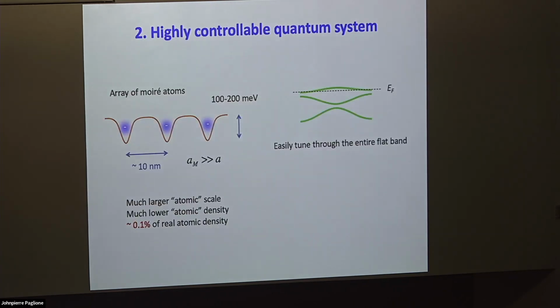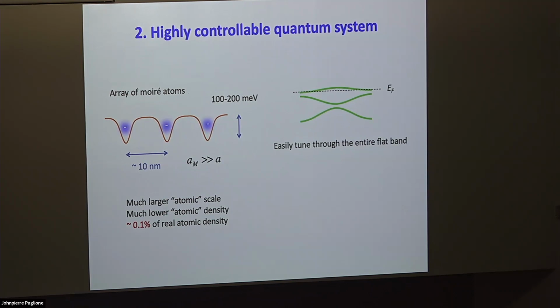And the next thing, you can also think of each of these Moiré sites. We call each of these a Moiré site here. The separation between the sites is about 10 nanometers. You can think of each site as an artificial atom or artificial quantum dot or something like that. Each atom provides a trapping potential for the electron. The electron can be trapped inside this potential. And the trapping potential depth is on the order of 100 to 200 milli electron volts. Okay. So you can think of this as an emergent atomic scale in the system, this 10 nanometers.